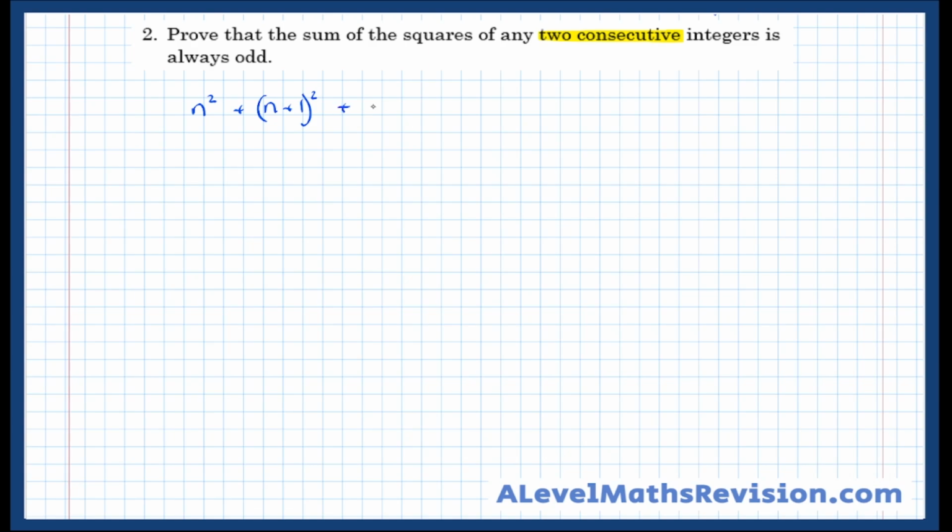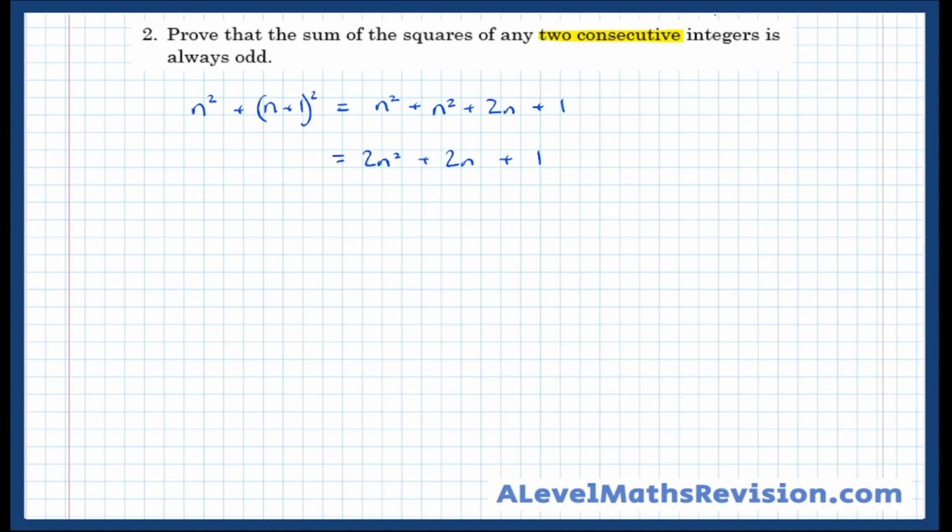So we've got equals n squared plus n squared plus 2n plus 1, which we know is equal to 2n squared plus 2n plus 1. And it's our job now to argue that this is an odd number. See if you can do that. Pause. I'll explain in a second.